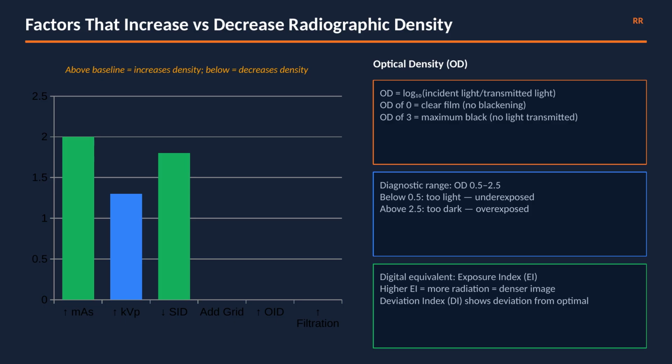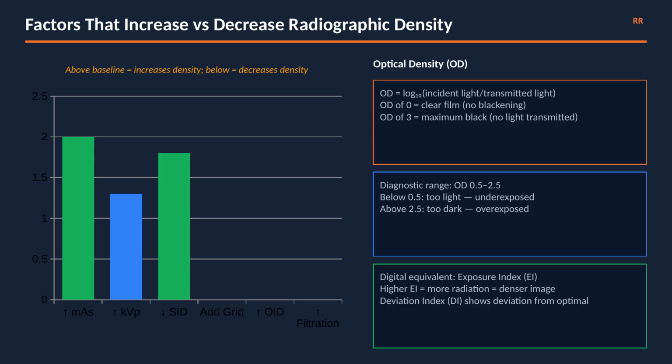Factors that decrease density: adding a grid, lead strips absorb some primary beam, reducing detector exposure. Increasing OID slightly reduces detector exposure due to divergence. And increased filtration, removing low-energy photons, reduces total beam quantity. Optical density for film: OD equals log base 10 of incident light divided by transmitted light.